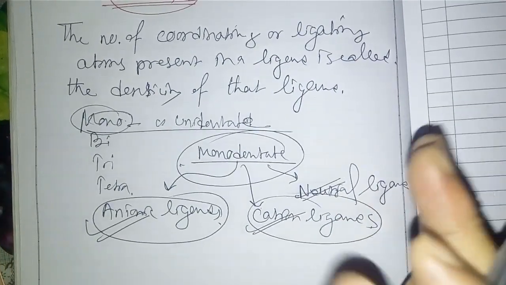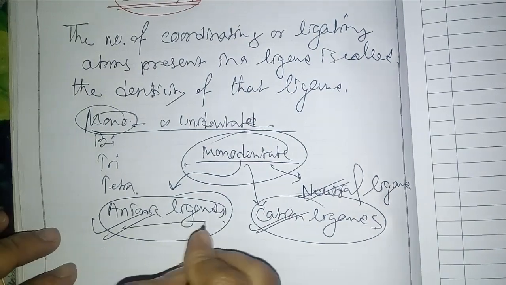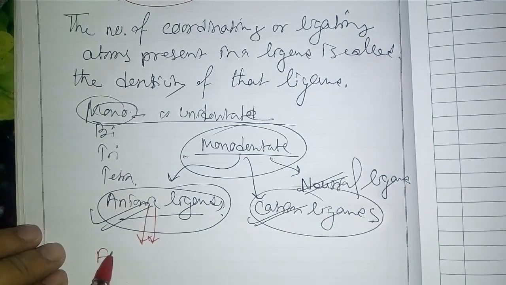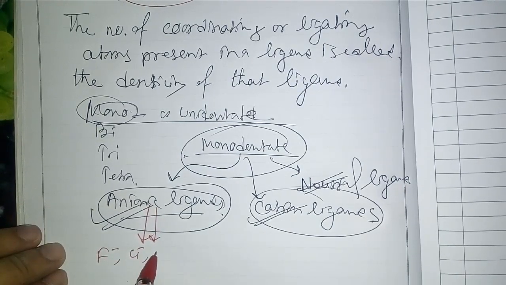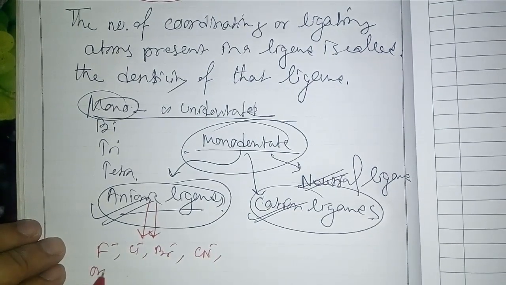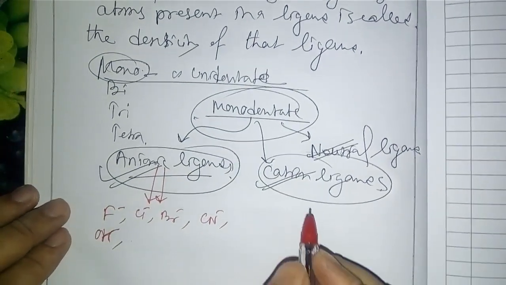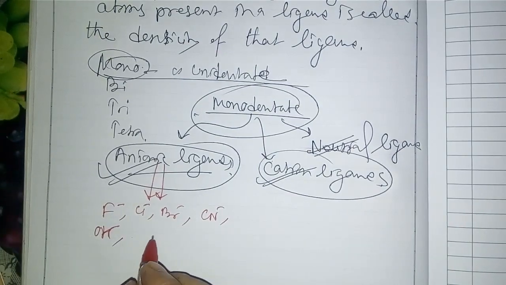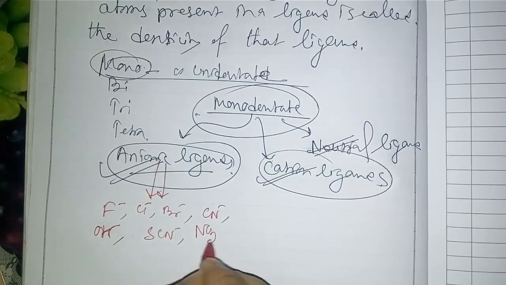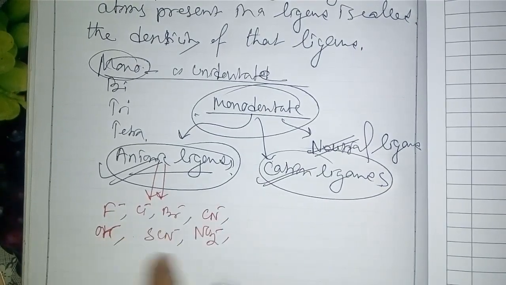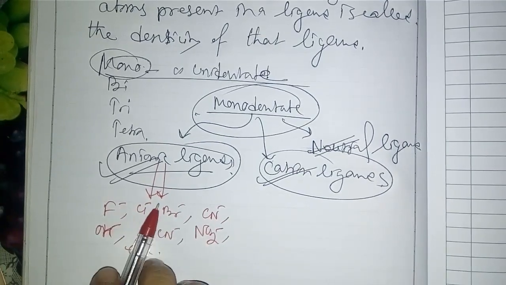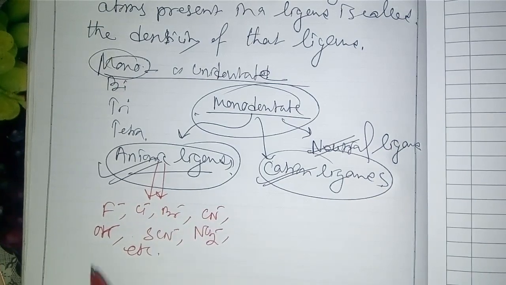Some examples of anionic ligands are F minus, Cl minus, Br minus, CN minus, OH minus, SCN minus, NO2 minus. These are anionic ligands, with the negative sign.